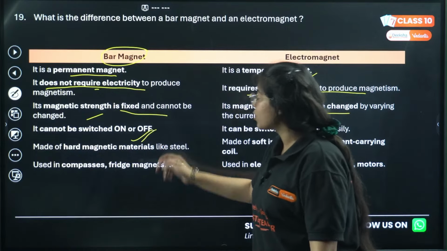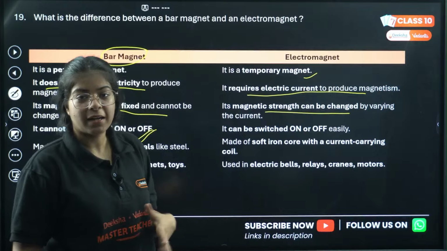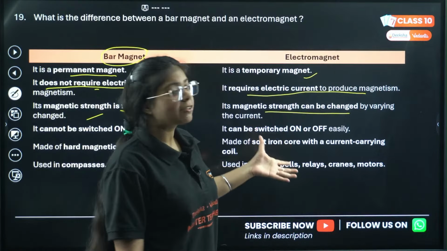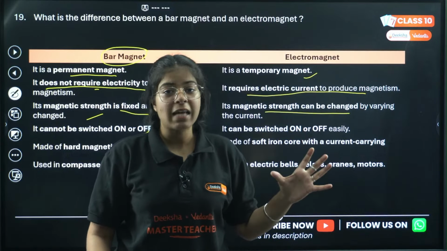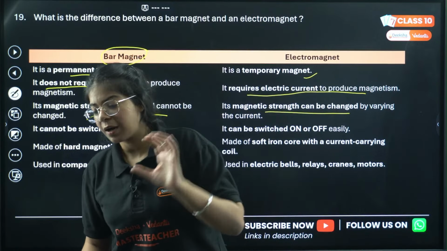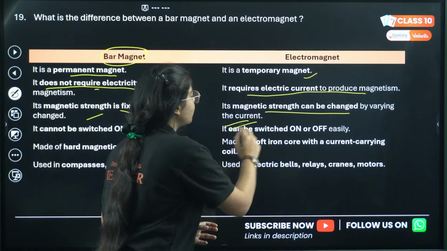It cannot be switched on or off. A bar magnet will always attract or repel other magnets or iron filings. But an electromagnet is a temporary magnet, so if we switch off the current, it will come back to its normal state, which is not magnetized.